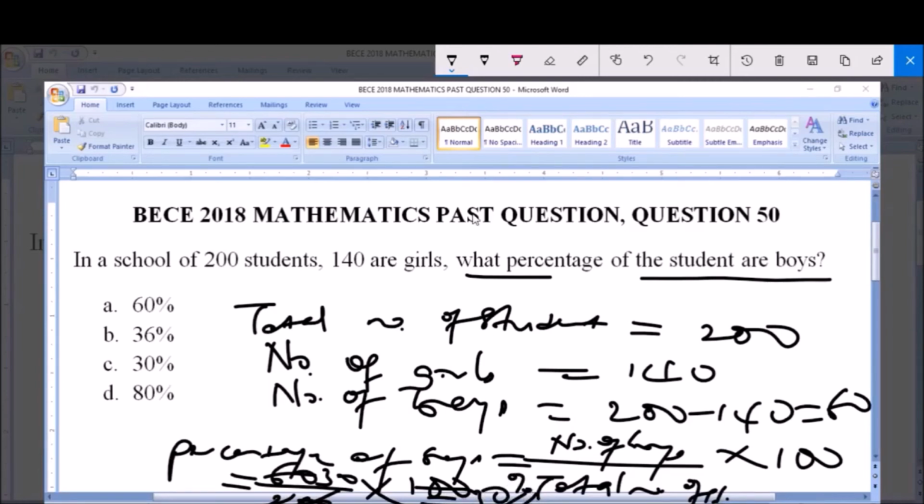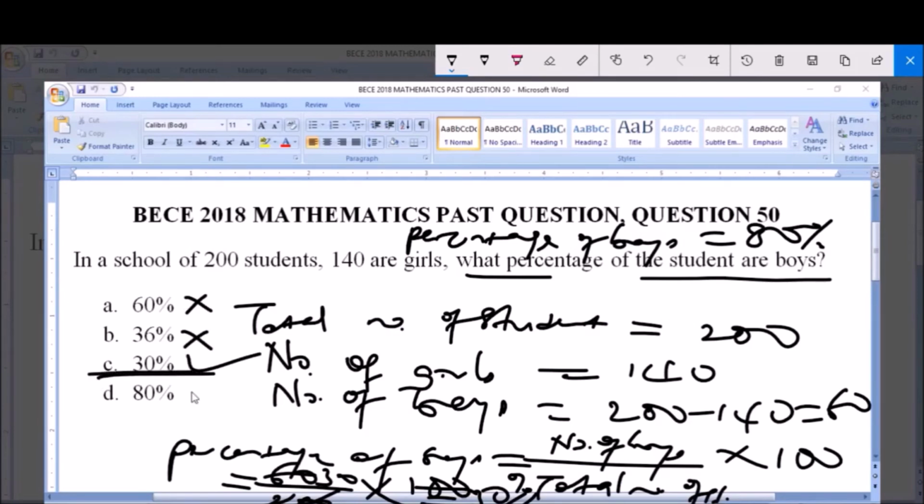So therefore, the percentage of students that are boys is equal to 30%. Now from the options here, option A says 60%, which is wrong. B says 36, which is wrong. C says 30%, which is correct. And D says 80, which is wrong. So the percentage of students that are boys is 30%.